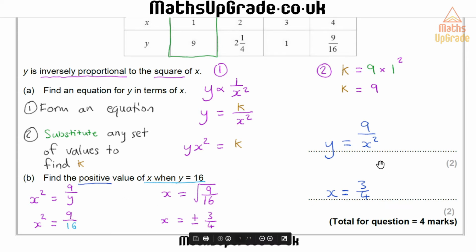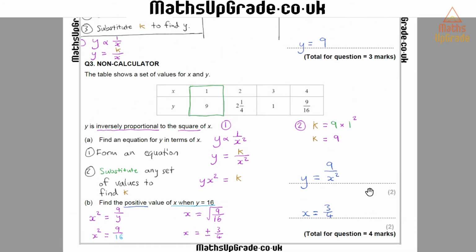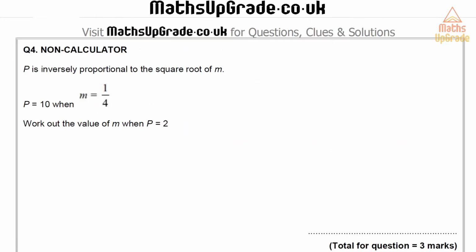And that's 4 marks for that whole question. P is inversely proportional to the square root of m. I'm told that p equals 10 when m equals 1/4. We need to work out the value of m when p equals 2 for 3 marks.